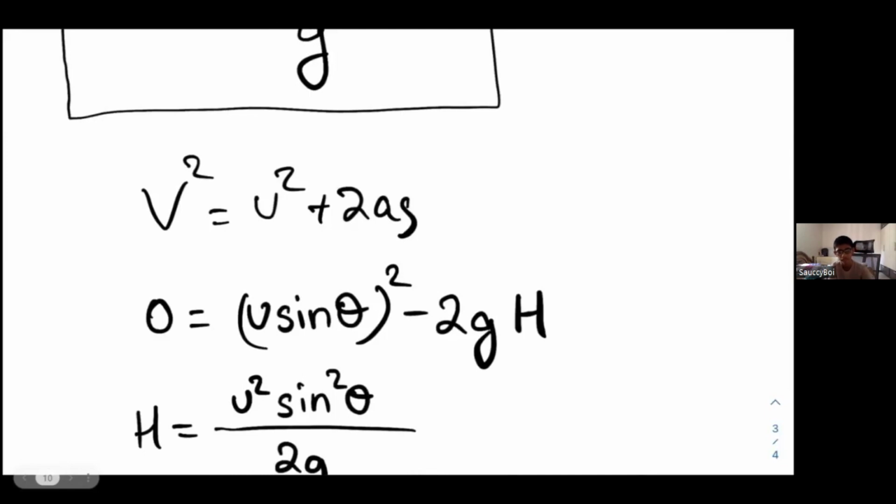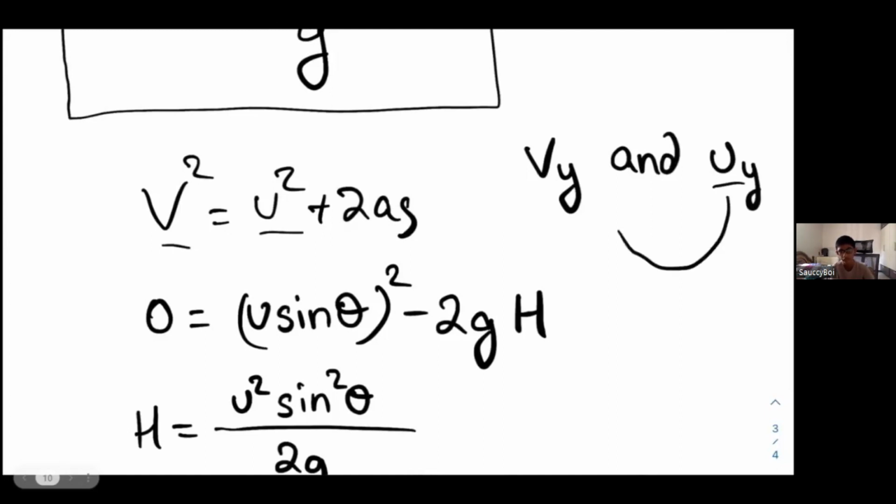You can verify this for yourself, because in this case, in v squared and u squared, I'll be substituting vy and uy. And uy follows the same logic as applied for vy. It's just the vertical component of the initial velocity. And you can verify for yourself that this works.